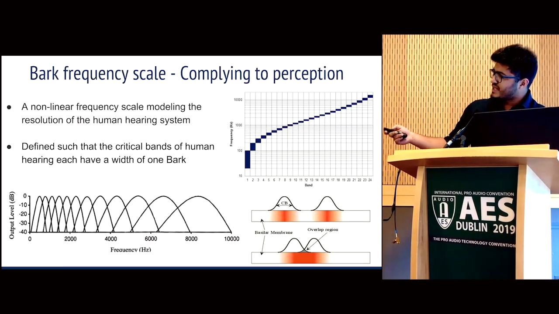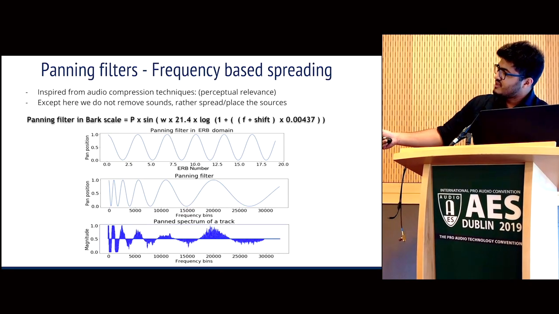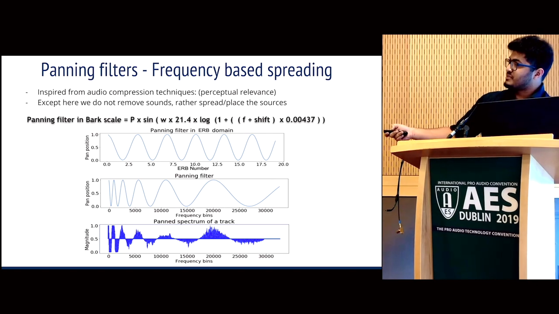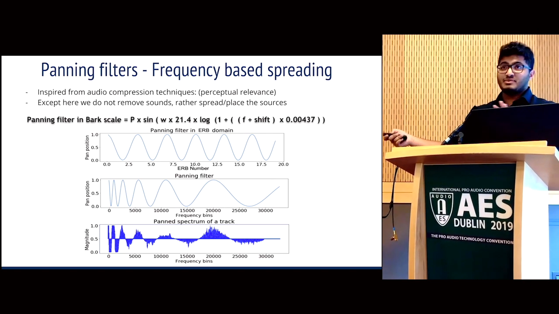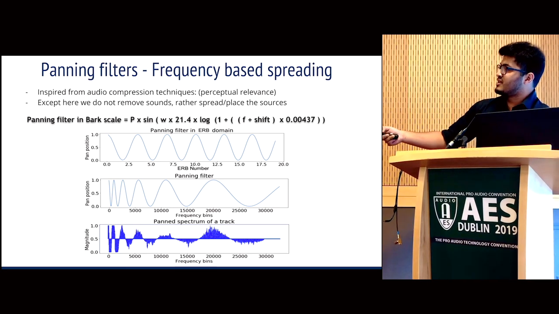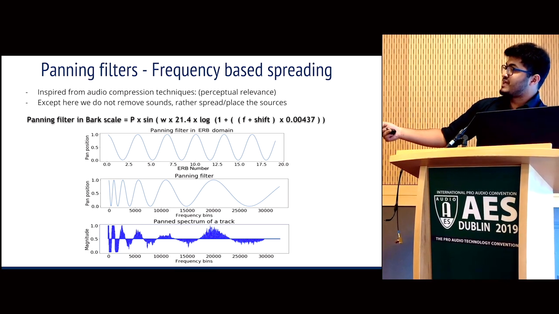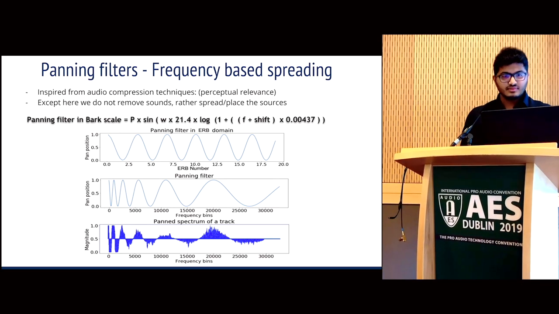So you can see this is a crude example of how a track would be panned. You can see alternate frequency bands being spread across the stereo field. This is not how it's actually implemented, but this is an example just to show you what frequency panning is. As we go higher up in the frequency, larger bands are spread across the field.